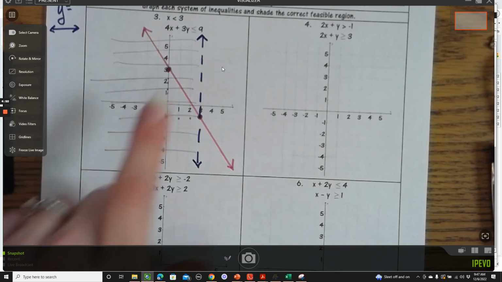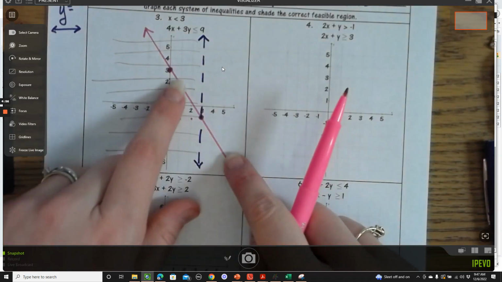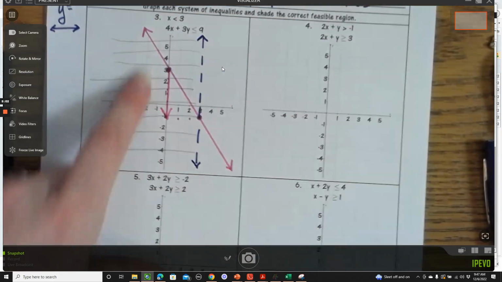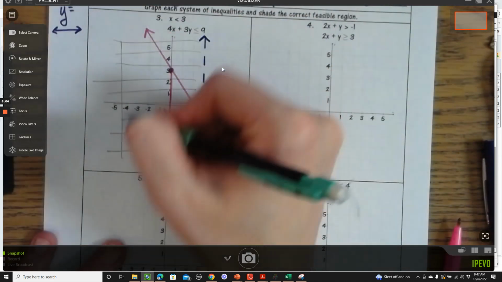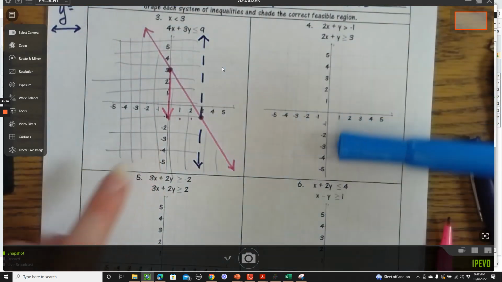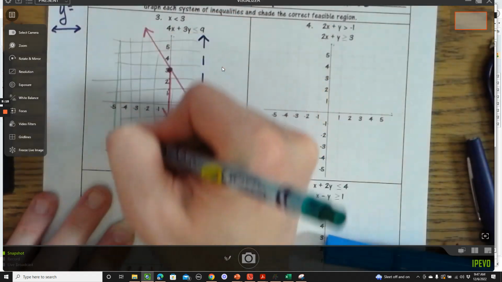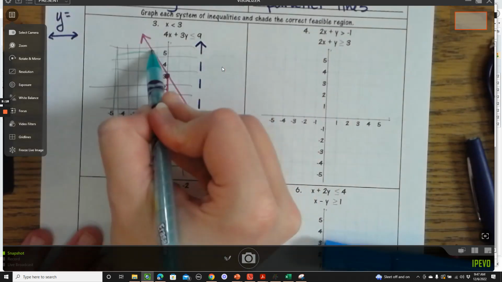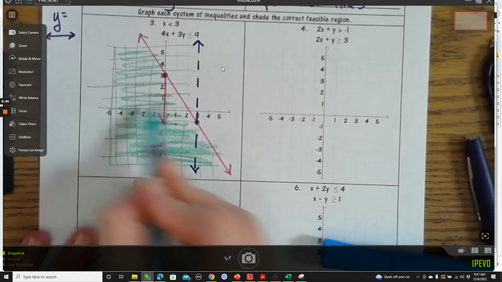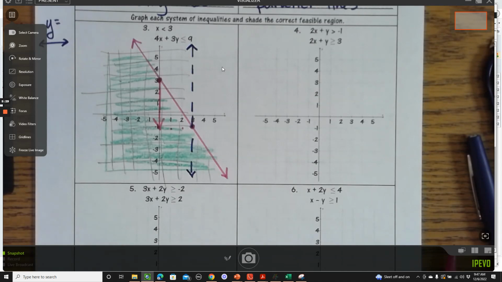Okay. And then y is less than. So find the y-intercept. All the y's that are less than, so that's below this line. And so where I start getting those boxes, woo, that's where I shade. Okay. I know it's a lot.